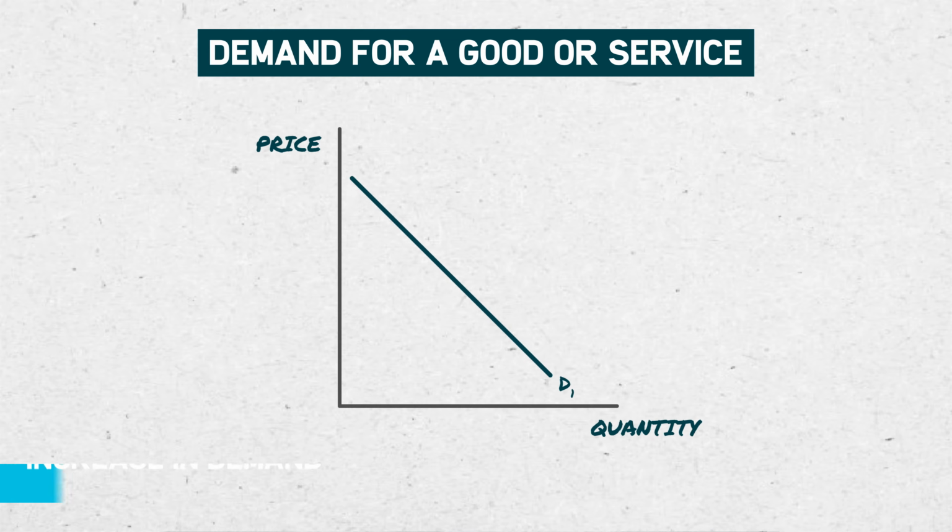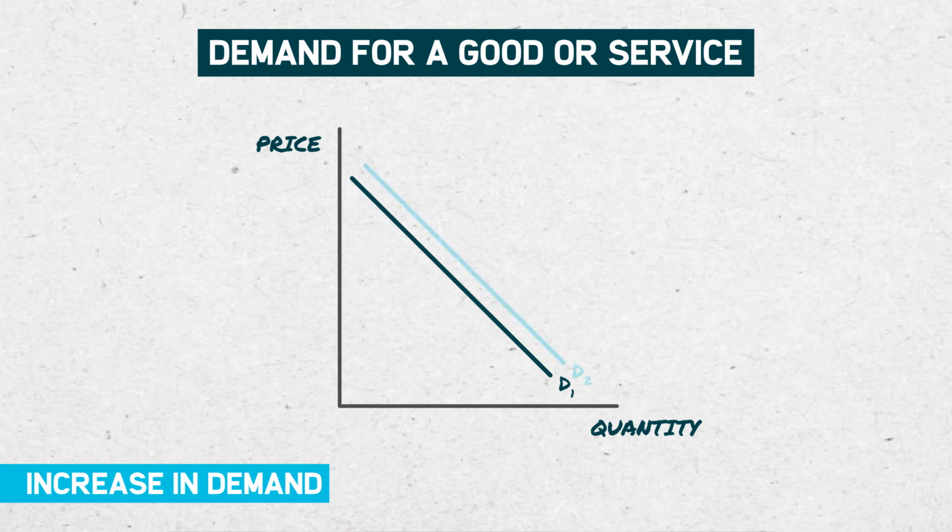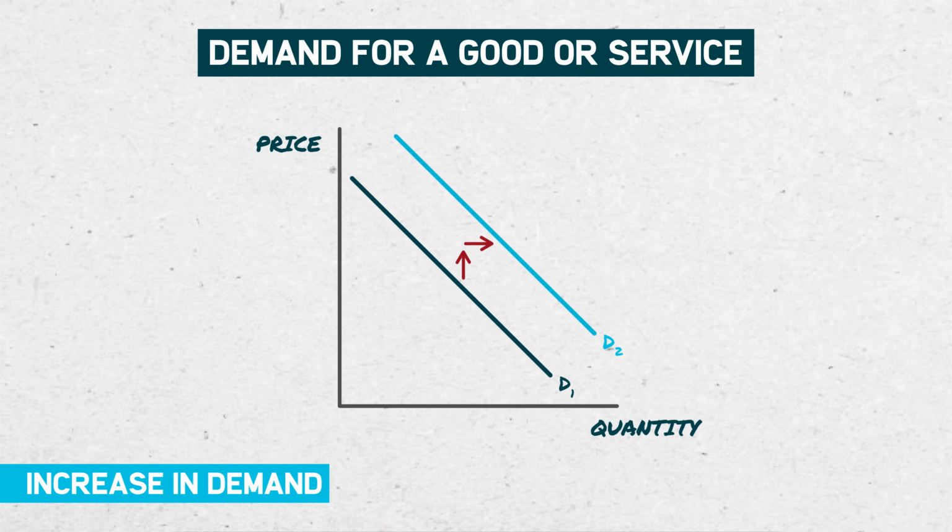In previous videos, we've covered the basics of the demand curve. Now let's discuss what happens when the demand curve shifts due to increases or decreases in market demand. First, let's look at an increase in demand. An increase in demand means that the demand curve shifts up and to the right.